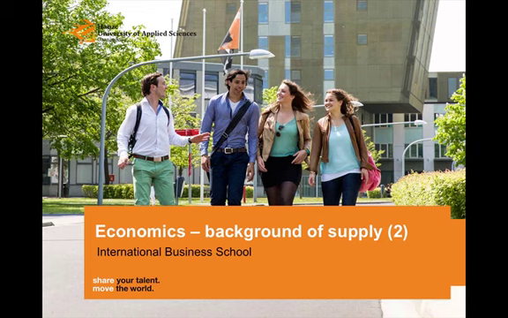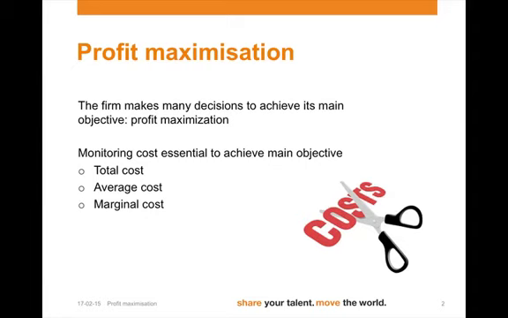Background of supply 2. The firm makes many decisions to achieve its main objective, profit maximization. To maximize profit, the monitoring of cost is essential to achieve this main objective. And in this video we'll have a look at the distinction between total cost, the average cost, and the marginal cost.